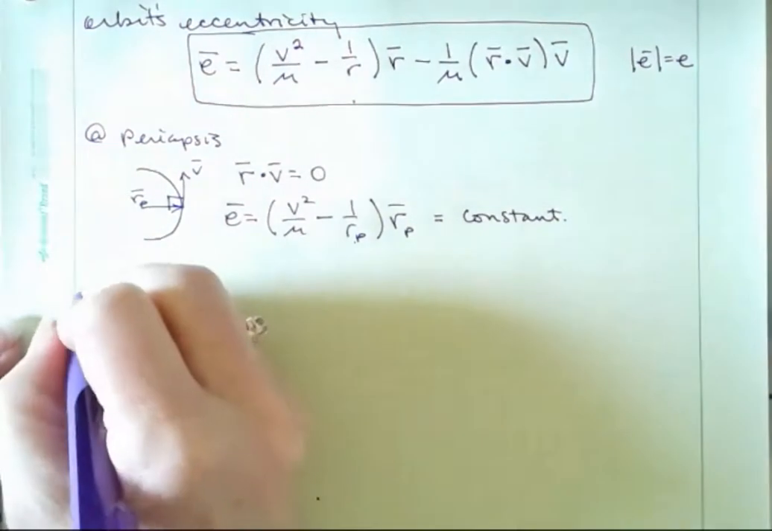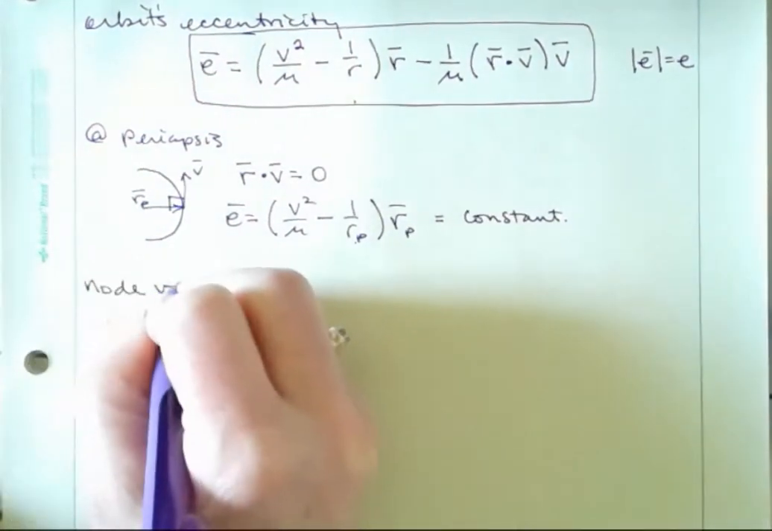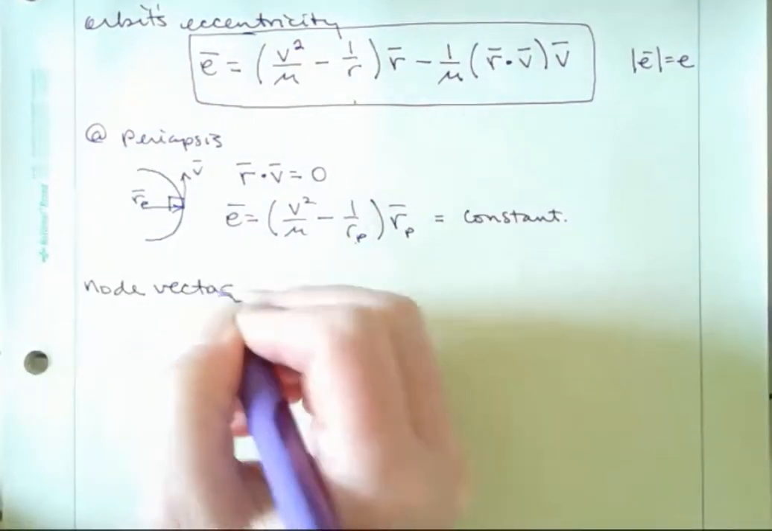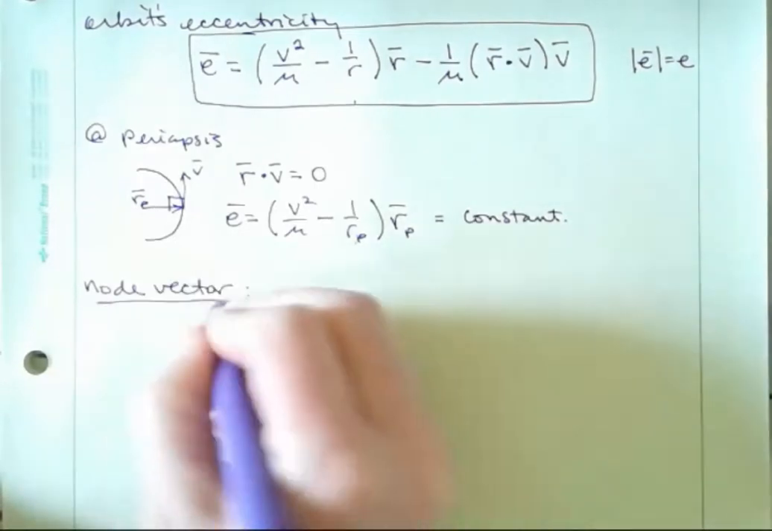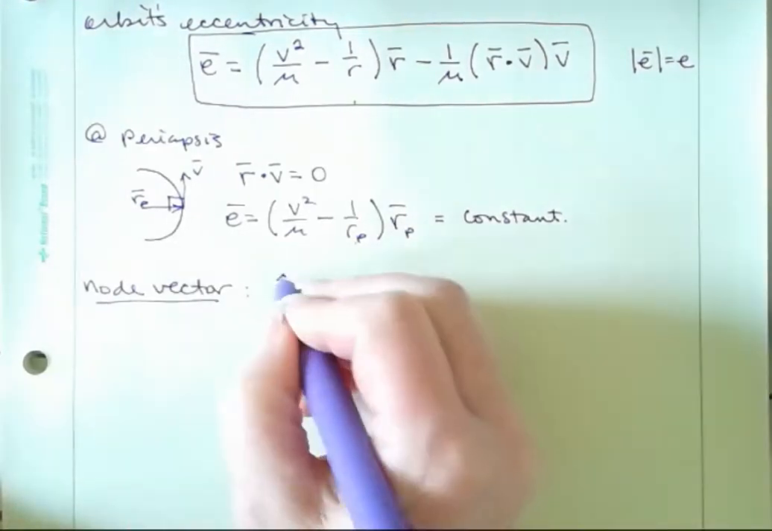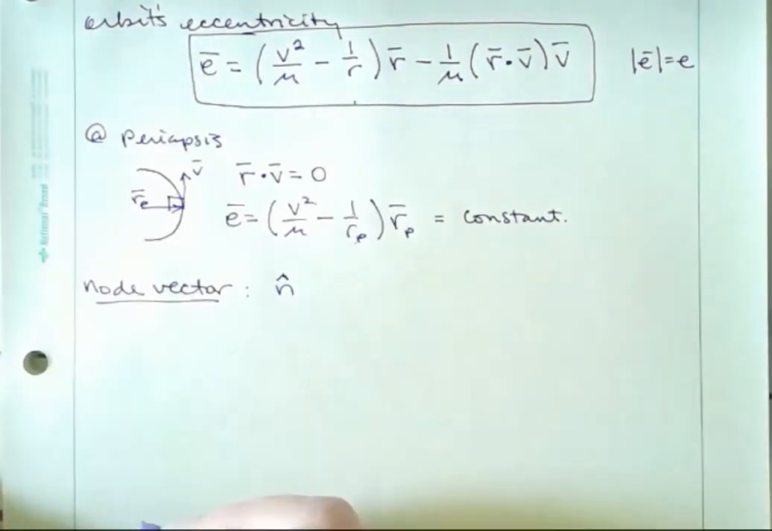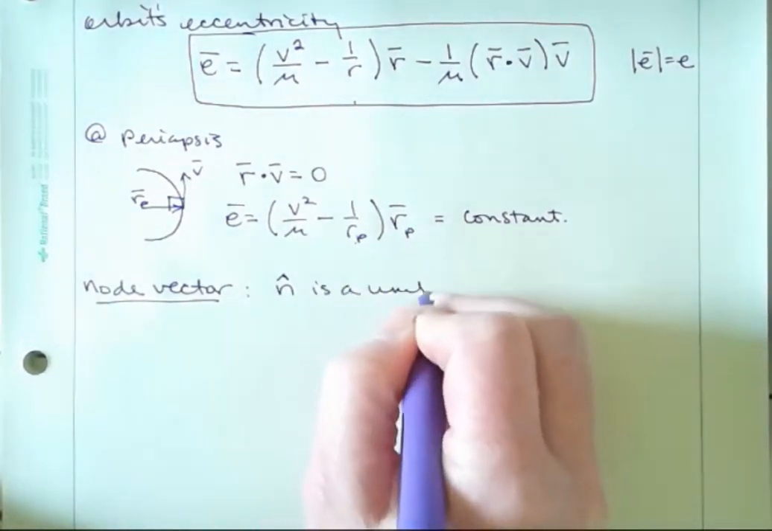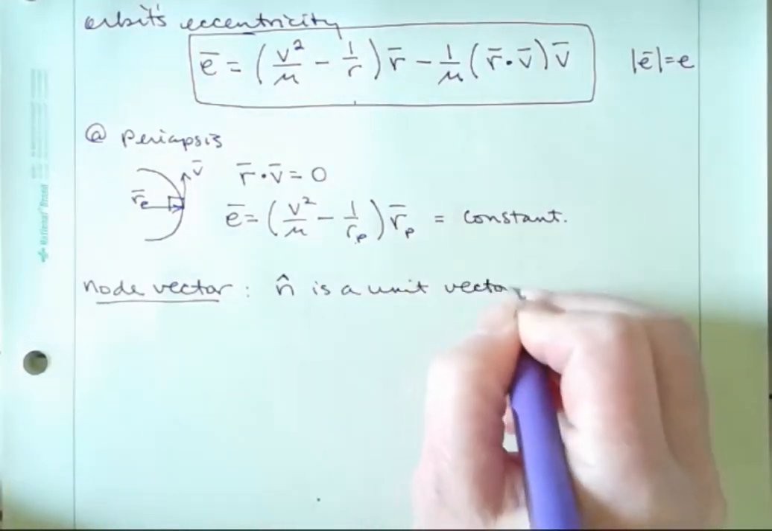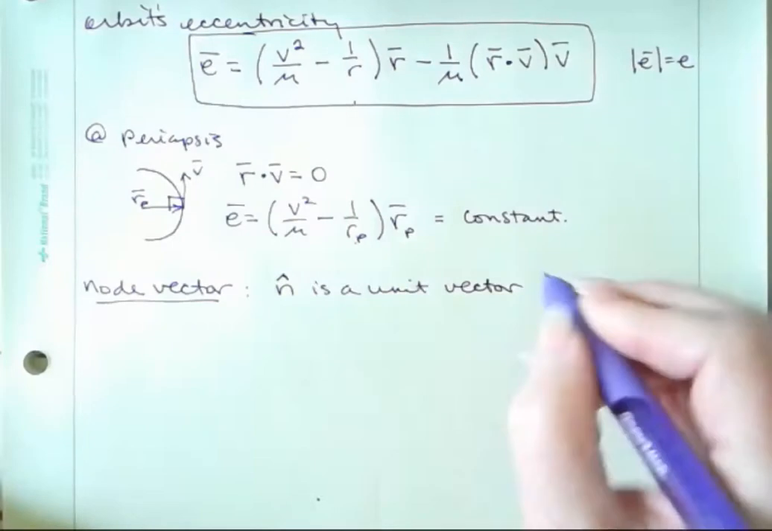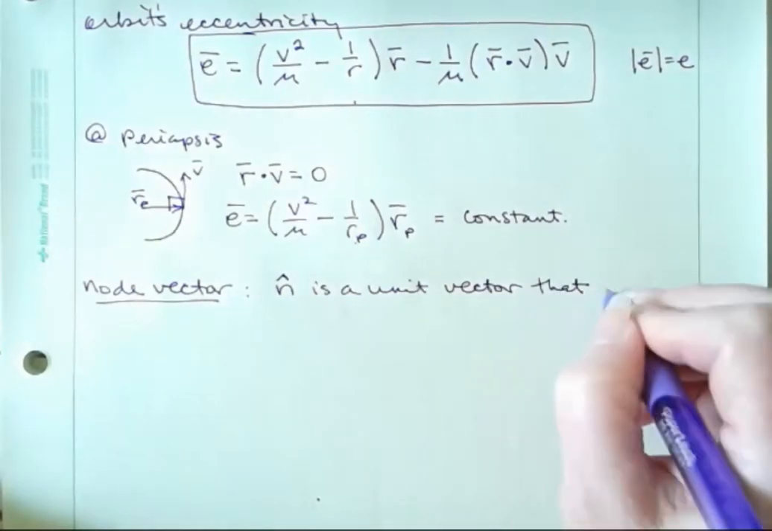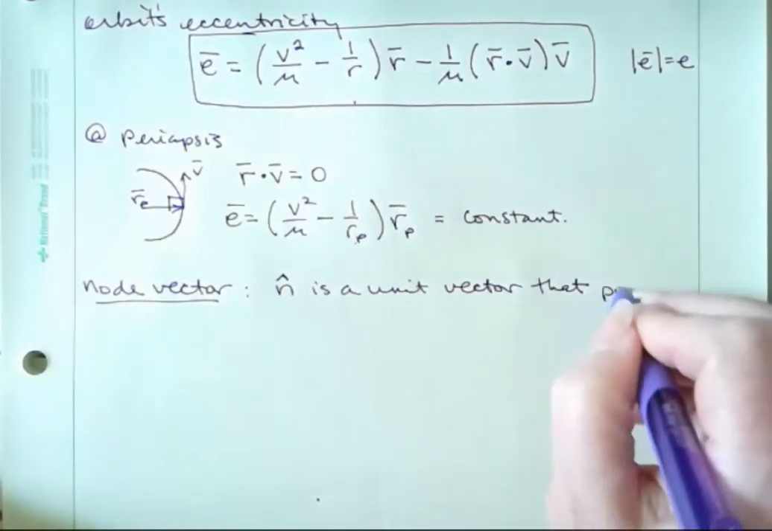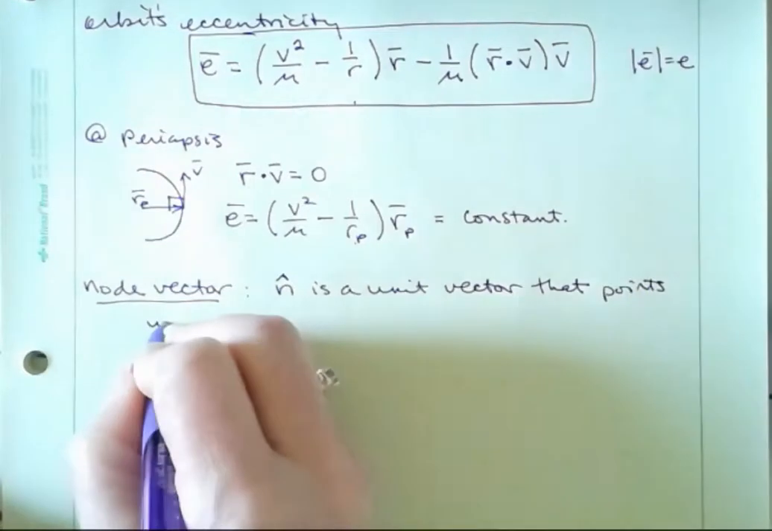Now let's write down information about that node vector. The node vector was that little n that we had. I have this little caret up at the top because n is a unit vector, and I always use that notation for unit vectors. That unit vector points in the direction of the ascending node.